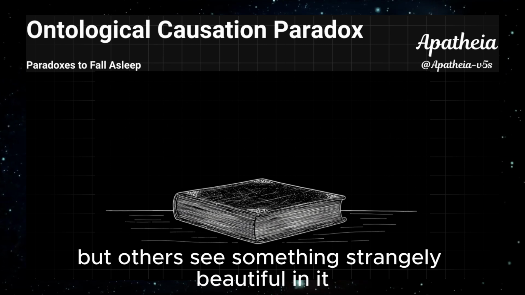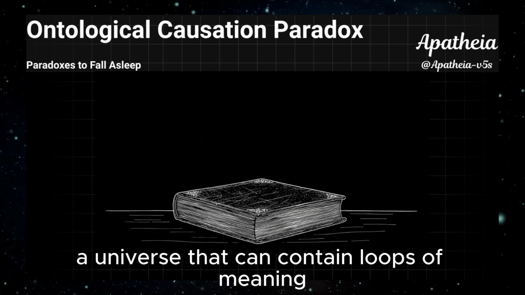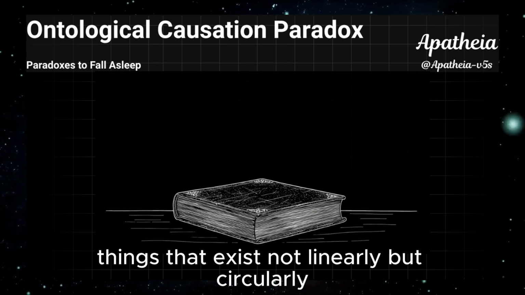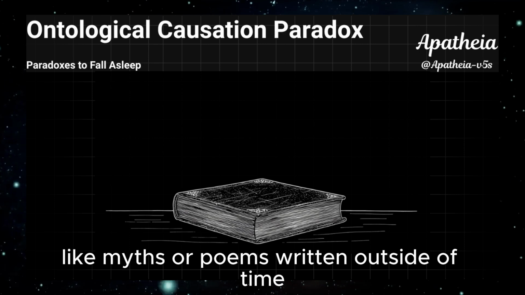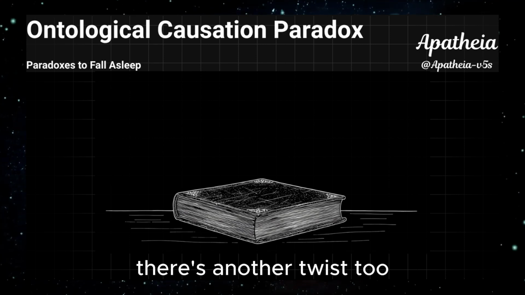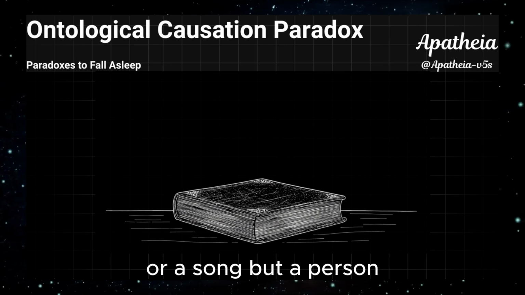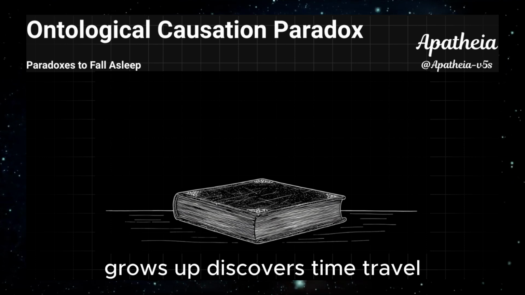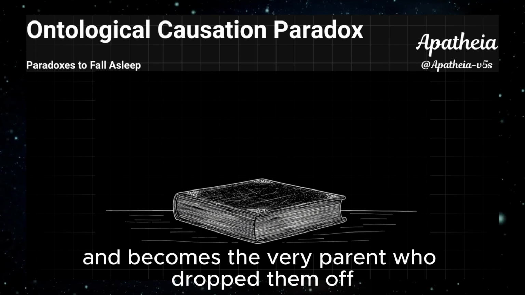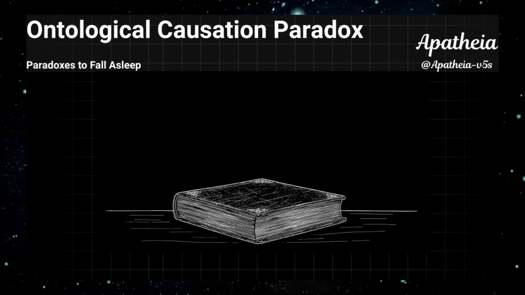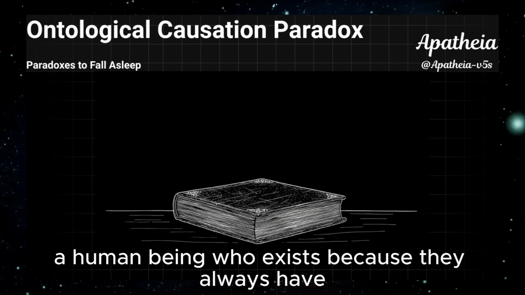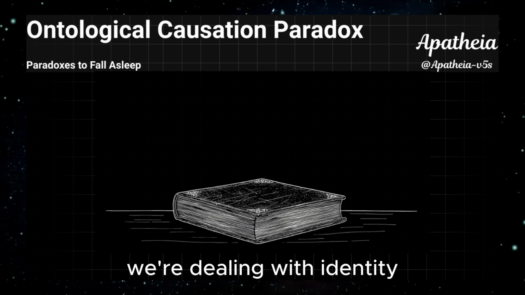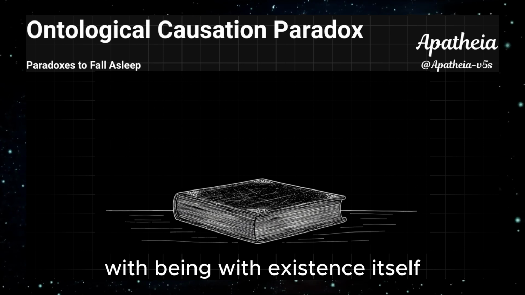But others see something strangely beautiful in it, a universe that can contain loops of meaning, things that exist not linearly, but circularly, like myths or poems written outside of time. There's another twist too. What if the thing caught in the loop isn't a book or a song, but a person? Imagine a baby is left at an orphanage, grows up, discovers time travel, goes back and becomes the very parent who dropped them off. They are their own origin, a human being who exists because they always have. Now we're not just dealing with physics or logic, we're dealing with identity, with being, with existence itself.